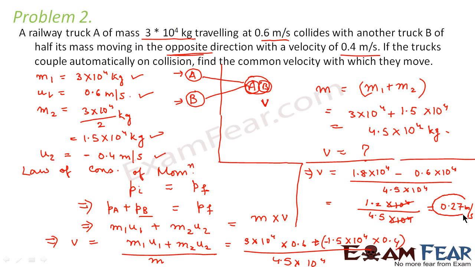Therefore, the common value of velocity with which the entire system will move after collision is equal to 0.27 meters per second. So we did nothing special in this example as well. Whenever we have any problem based on conservation of momentum, we just need to apply the conservation law, that is, the total initial momentum is equal to the total final momentum.